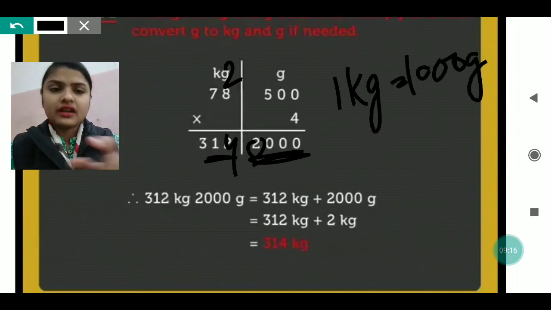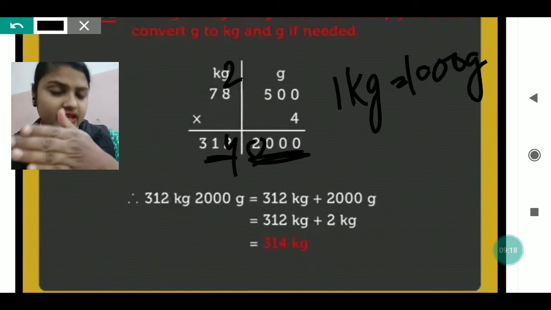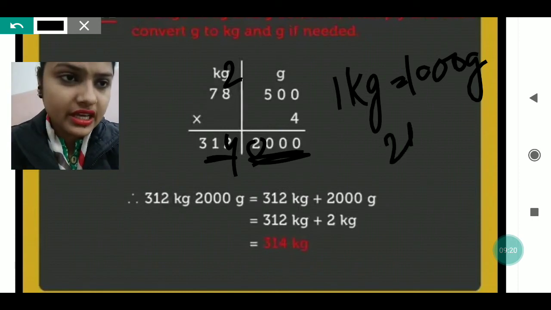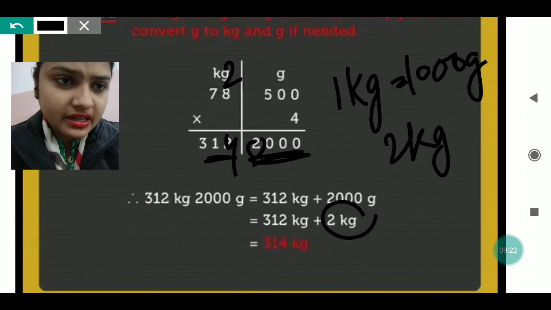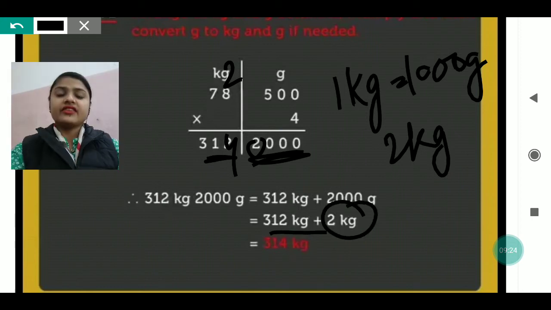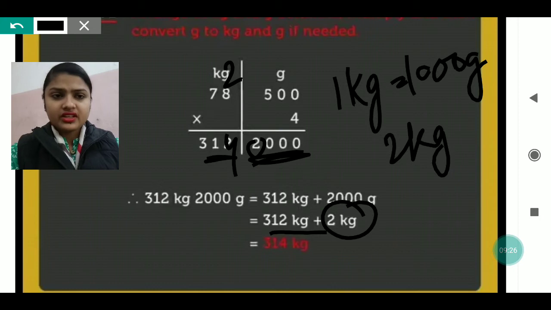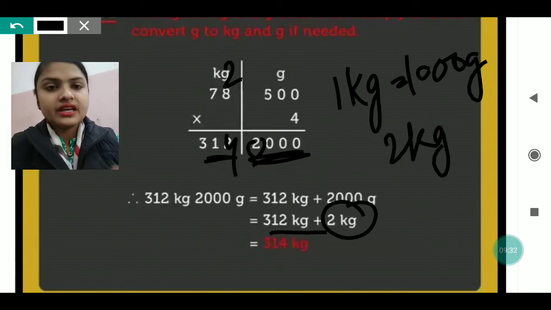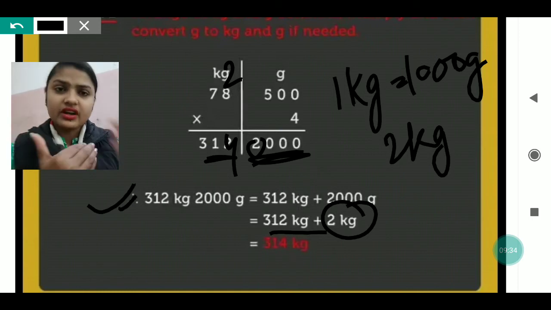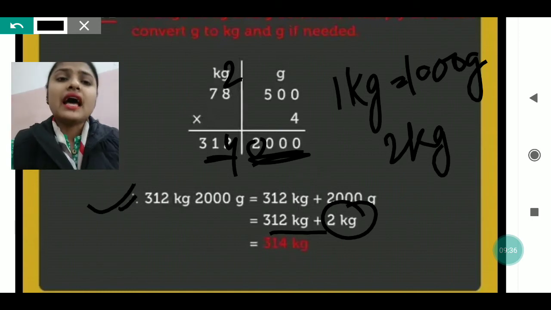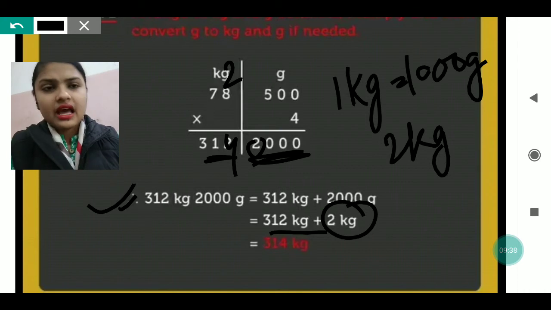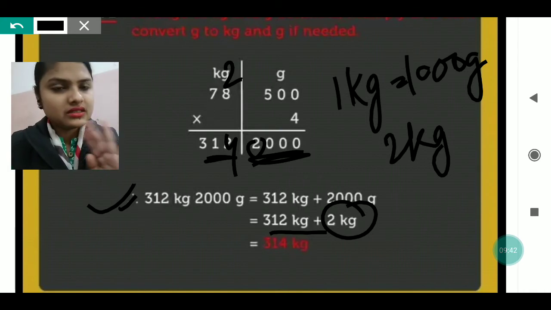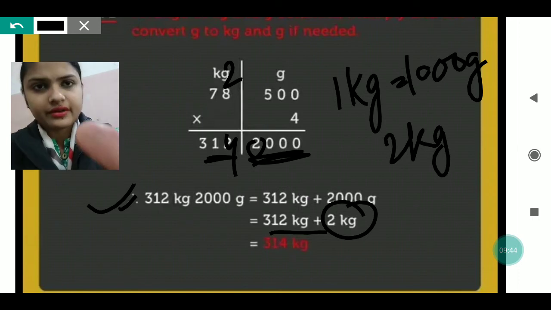So that 1000 gram means that 2000 gram is being converted into kg, then we will get 2 kg, and that only has been done here, and that 2 kg has been added to 312, which then gives us 340. The same way is there, only here they have converted, and there we have not converted anything, and just taken the carry to the next. In both ways you will get the same answer, and both are correct.